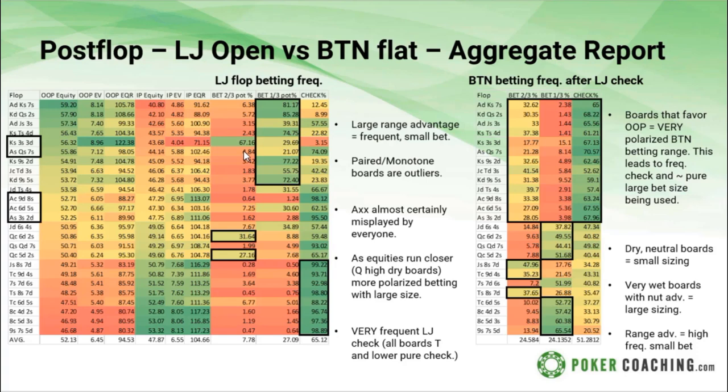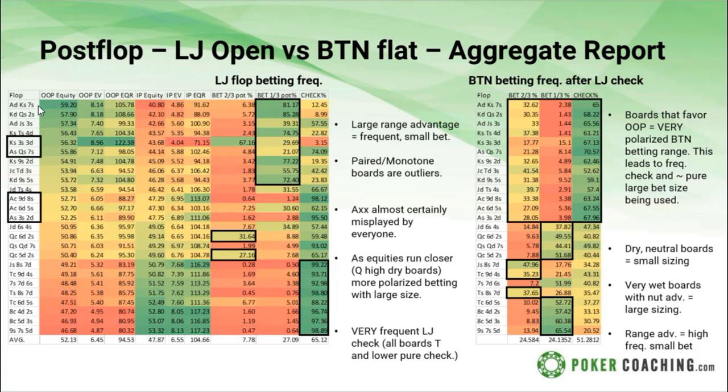How often is the low jack using the two-thirds pot bet size? How often is the low jack using the one-third pot bet size? And how often is the low jack checking? Similarly for the button, here are the betting frequencies across the same flop subset after the low jack checks. How often is the button using the two-thirds pot bet size, one-third pot bet size, and checking? So let's first look at when the low jack opens and has a large range advantage.